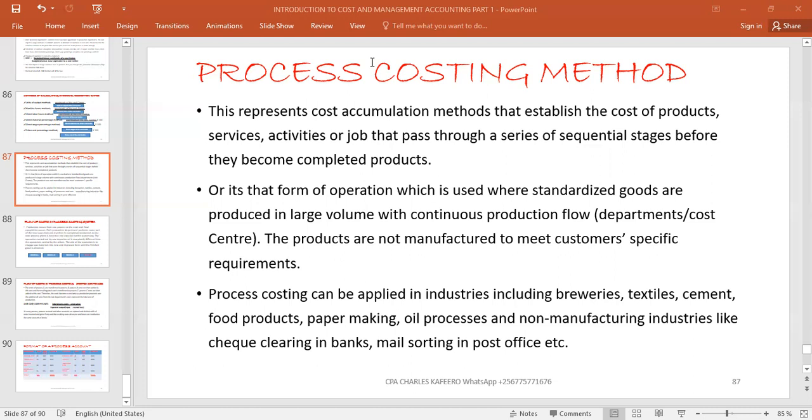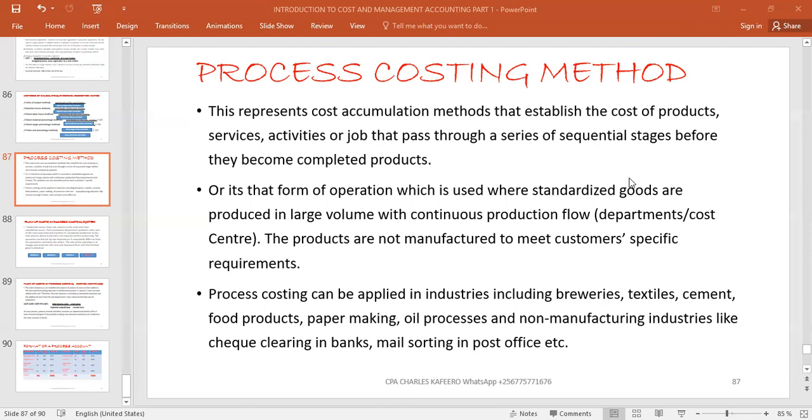One, we have the check clearings in the bank. When banks are clearing those checks, if let's say one submits a check and it is supposed to be paid to another bank, you find that the process they go through follows certain stages, that if you start with this one, you end with this, until the money is deposited to the other person's account. We have the mail sorting in the post offices and others.